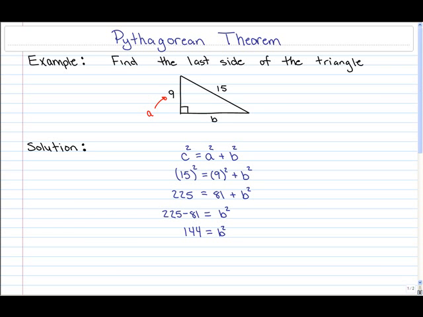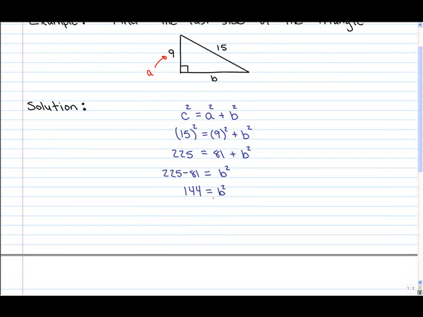Now, in order to solve for B, all we would have to do is take the square root of both sides. If I take the square root of B squared, that reduces to B. If I take the square root of 144 here, that would reduce to 12. So in this case, B equals 12, and that's the last side of your triangle.